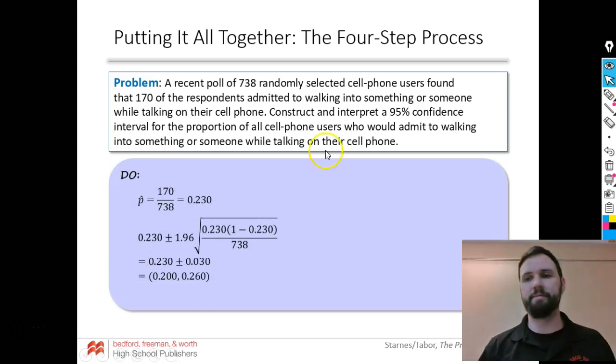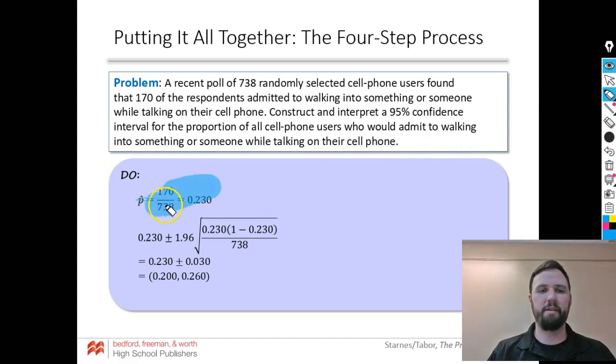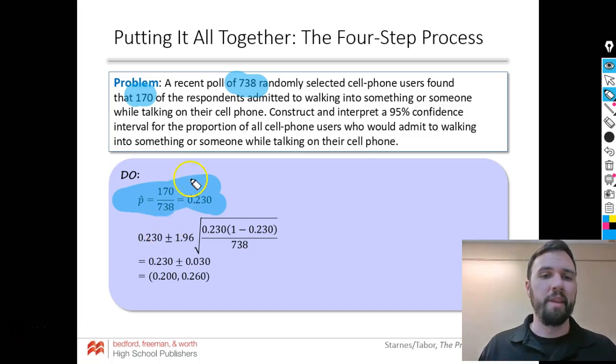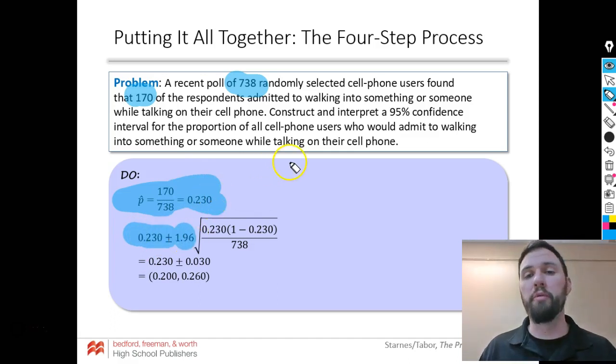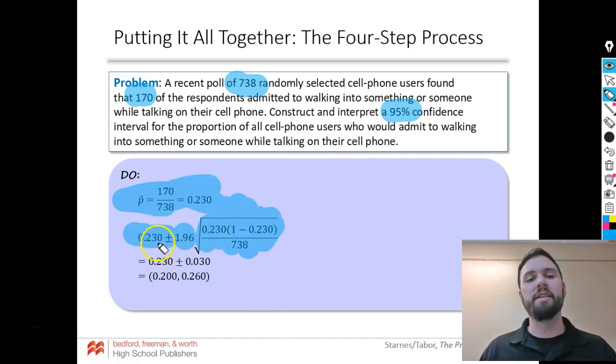Let's find our stuff. So the first thing we're going to find is our p hat. And that's because we go 170 over 738. That's what we got from our sample. Okay? So now I find my p hat, right? So I do my point estimate plus or minus my z, which we're using 1.96 because it's a 95% confidence, times my standard deviation. Again, this is just statistic plus or minus margin of error. My point estimate plus or minus margin of error.